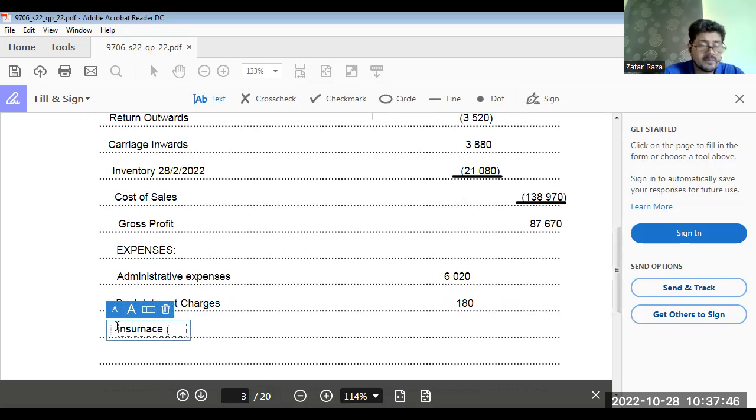But in insurance, we have to remember that the insurance amount was 7,740 minus 940 the prepaid. So insurance will be reported over here as 6,800. Then loan interest. Loan interest 200. We have calculated.